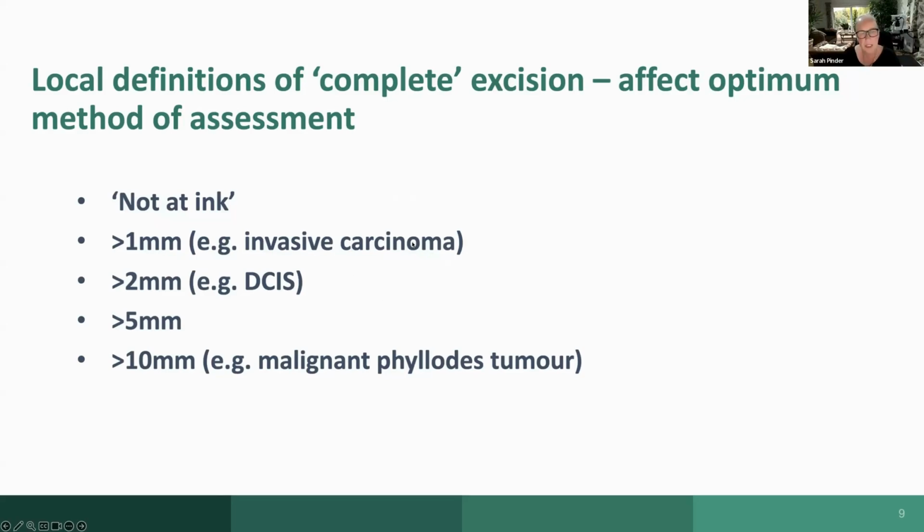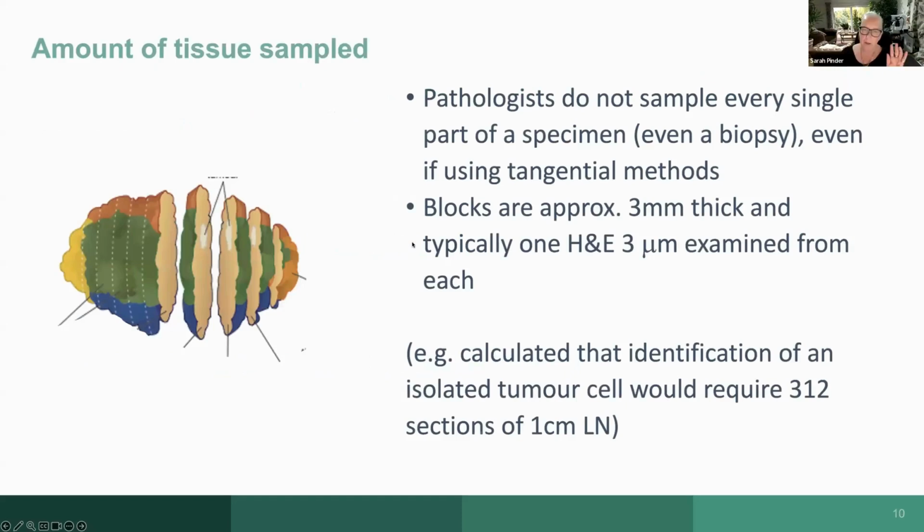So what's the next issue that we need to think about? The next issue, again, is top secret, but we don't actually examine all of any specimen. Even if we embed the whole specimen into different blocks, these blocks are 2-3 millimeters thick, and we will generally look at one H&E section from the surface of that slice.